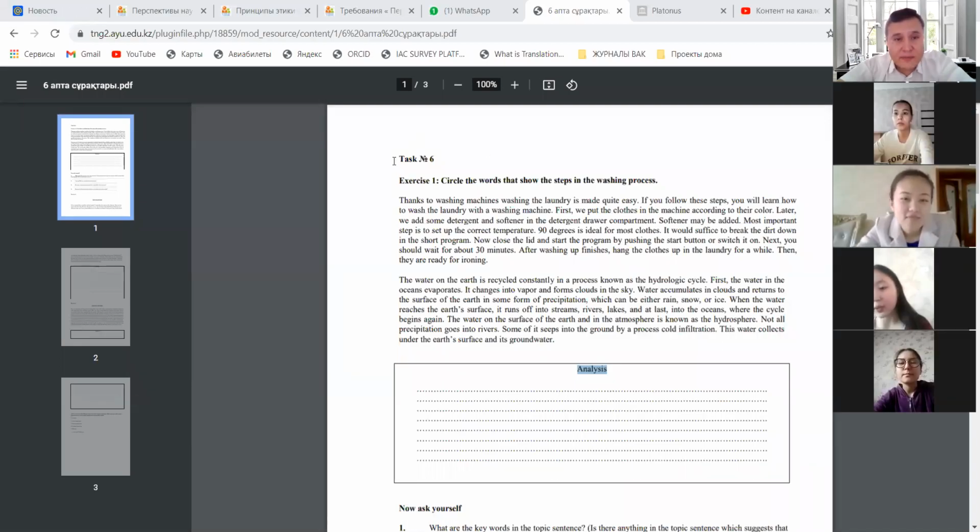So dear students, you have task number 6, exercise 1. You have to circle the words that show the steps in the washing process, and you have to make an analysis. I think you didn't forget how to make an analysis, yes?